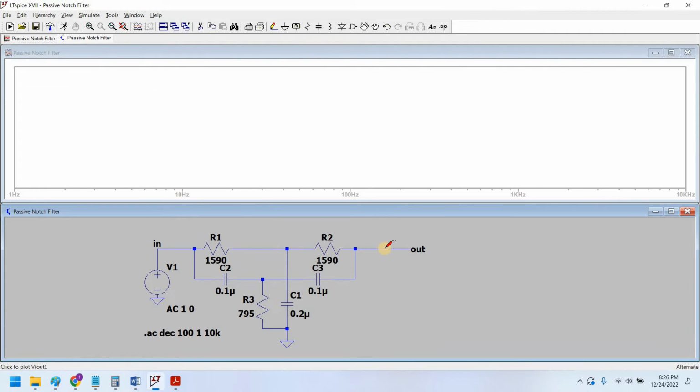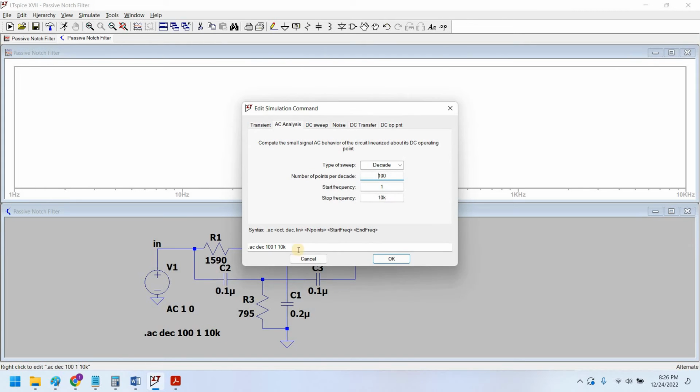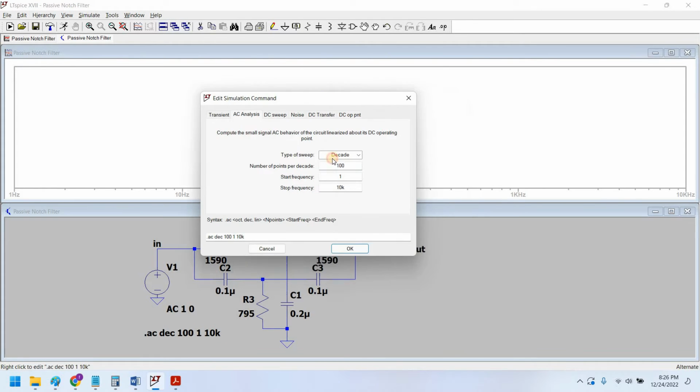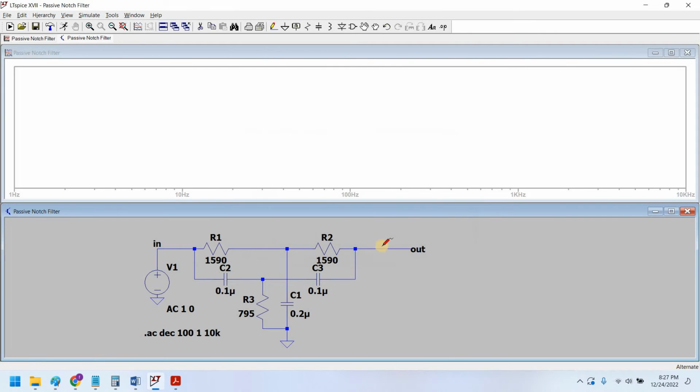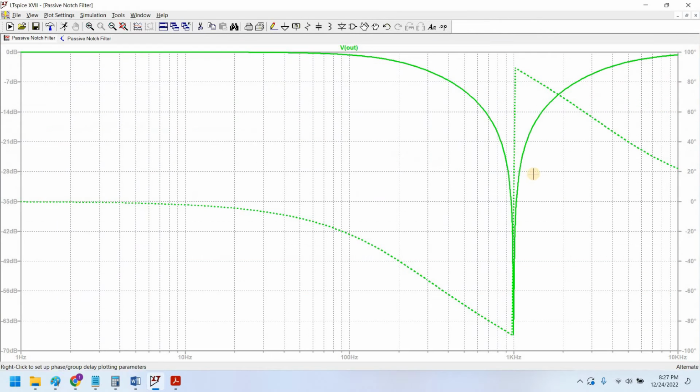So we see what we get on the output node with this simulation analysis. As you know, this is the AC analysis, and I have started from a frequency of 1 hertz up to 10 kilohertz, and the sweep type is decade. Okay, so let's see this. As you can see, we have got a very beautiful notch, but not very steep, although. Okay, so now I will show you very precisely.